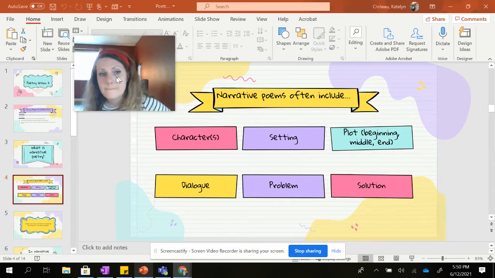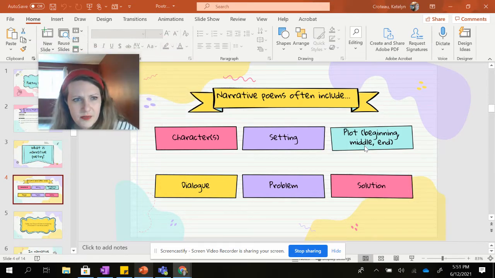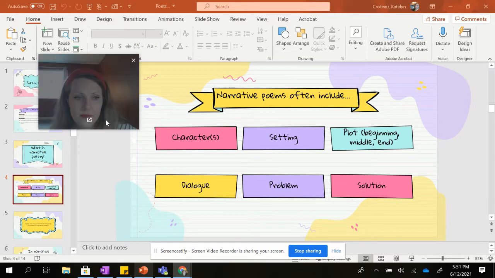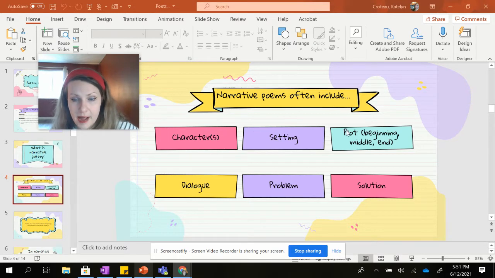setting. Did I say plot? I think I just said that. Plot, dialogue, problem, and solution. But like I said, characters and plot are the must-haves. Okay. These other elements will show up in some narrative poetry, but not in all, just because of the length, really. So you'll see some of these or all of these within a narrative poem.